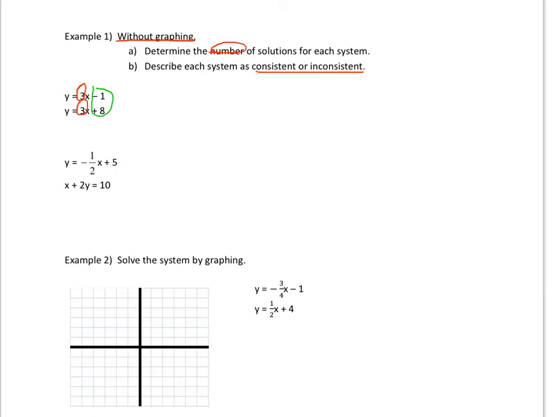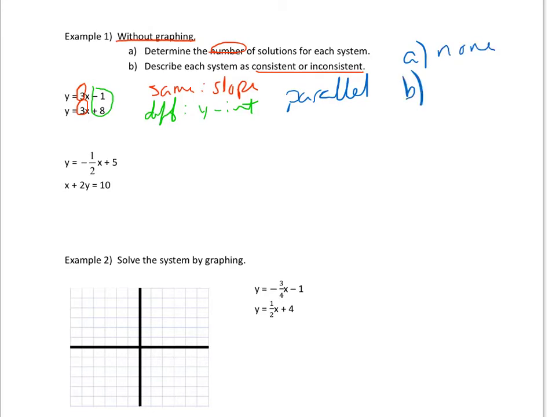So we can say that since they have the same slope and they have different y-intercepts, then they are parallel. And what that means is that when we answer the questions, A, how many solutions do they have? Since they're parallel, you'd say none. Consistent or inconsistent? Because they have no solutions, they're called inconsistent.